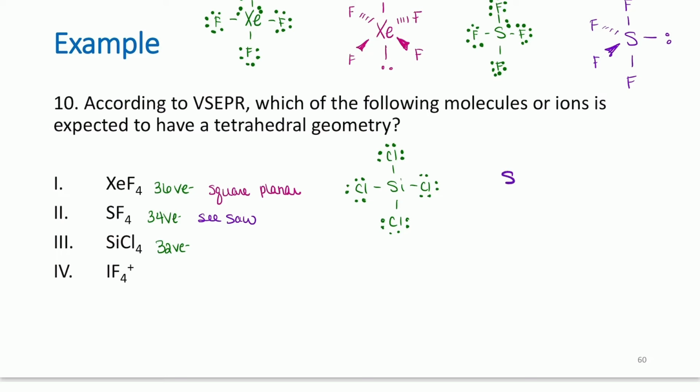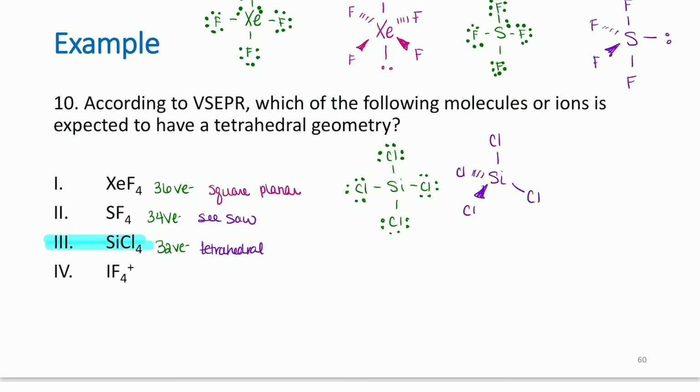This is a complete Lewis structure. Draw this into your VSEPR shape. Silicon. This is tetrahedral. So we know number 3 is, let's just make sure that number 4 is not.